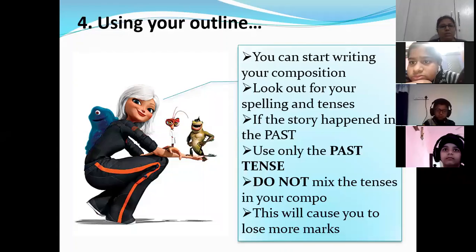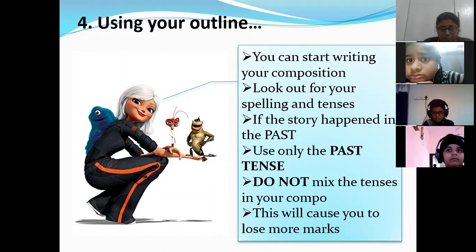Now, when you are writing a picture composition, you should use your outline. How can you write? These are some outlines by which you can write your picture story. So you can start writing your composition. Look out for your spelling and tenses. When you are writing a composition, the main important parts are which tense you are using in writing a picture composition, and your spellings.